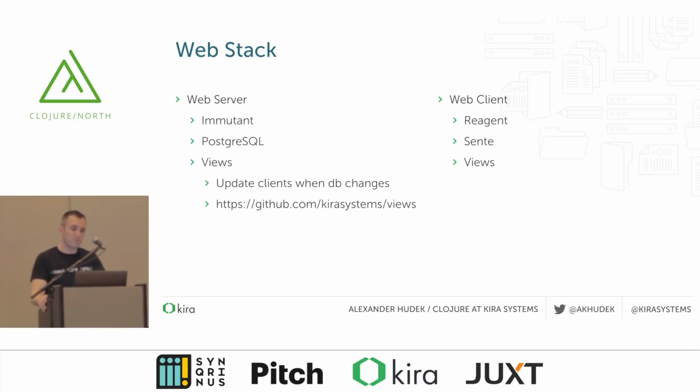Immutant is the web server. It's an excellent web server if anyone is looking for something to use. Postgres is a good standby for a database. Views is a library we wrote, so when the database changes, it'll automatically propagate those changes up to the ClojureScript front ends, so that all of our interfaces are completely reactive. They always reflect the current state of the database, or, well, the state as of a little bit ago, right?